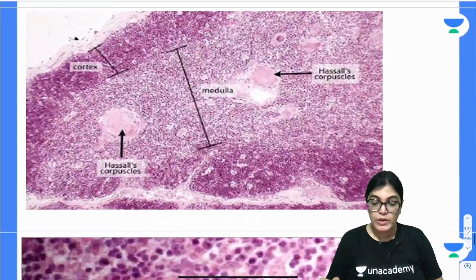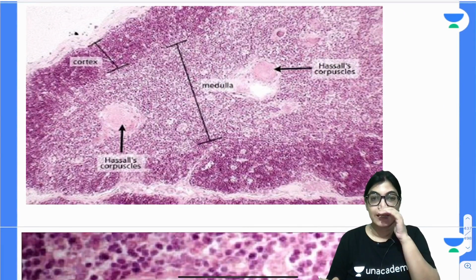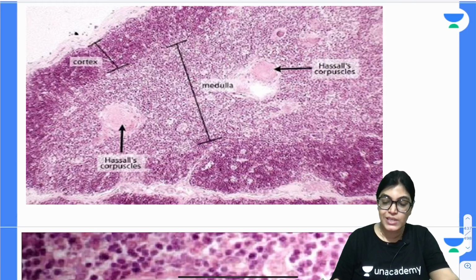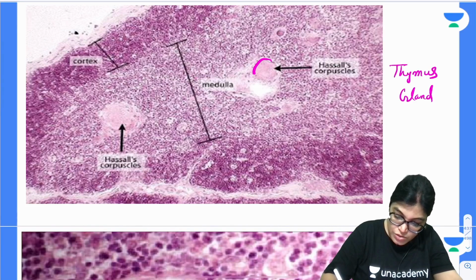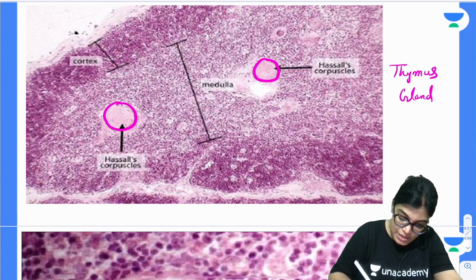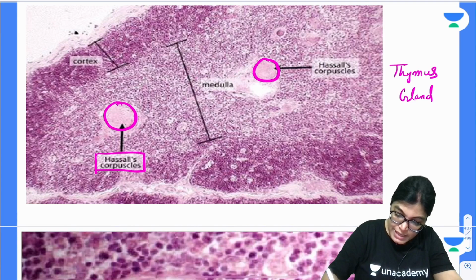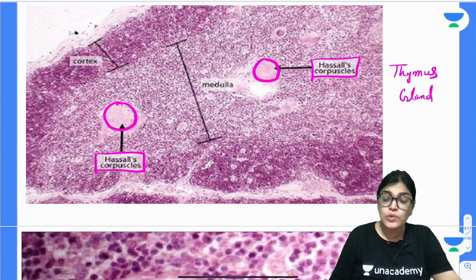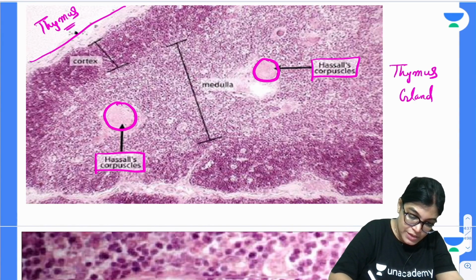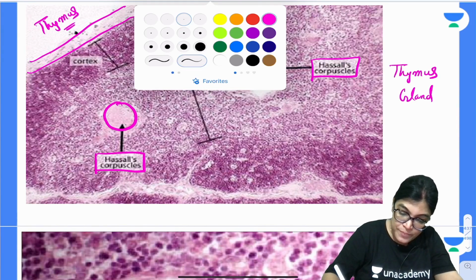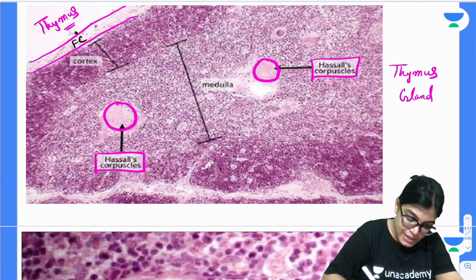Now, before proceeding to the next slide, a few histological slides. This is the histological slide of the thymus gland, and a very clear picture of the Hassall's corpuscles is shown. This is one Hassall's corpuscle, this is another. Whenever you see a slide, how are you going to identify the slide of the thymus gland? Very nicely you can identify it. The first thing seen here is the fibrous capsule, FC.